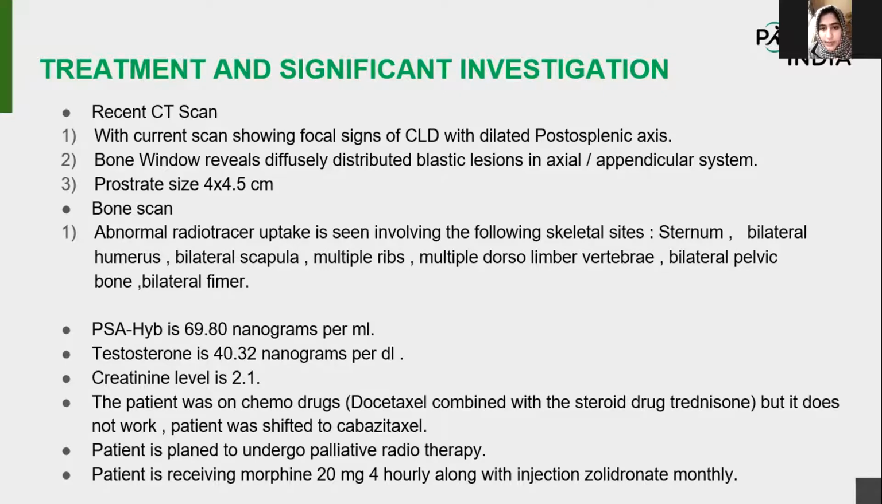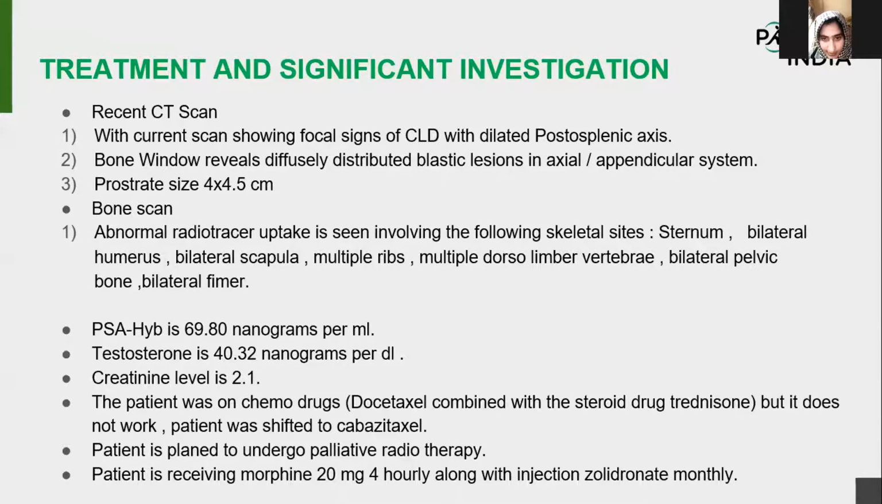During his treatment and investigation, his recent CT scan showed focal signs of CLD with dilated portosplenic axis. Bone window reveals diffusely distributed blastic lesions in axial appendicular system. Prostate was a size of 4 into 4.5 centimeters. Bone scan showed abnormal radiotracer uptake involving skeletal sites: sternum, bilateral humerus, bilateral scapula, multiple ribs, multiple dorsolumbar vertebrae, bilateral pelvic bone, bilateral femur.